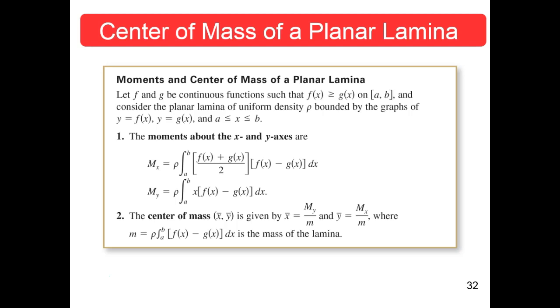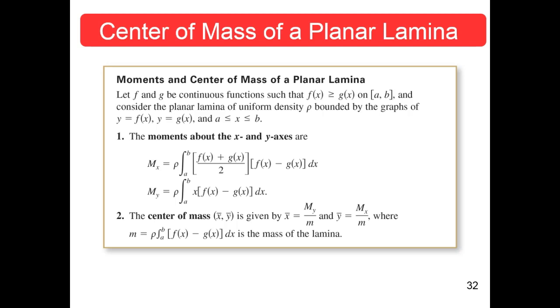The center of mass, x bar, y bar, is given by x bar is M sub y over M, and y bar is M sub x over M. M here is rho times the integral from a to b of height times the width. That's the area times the density, because this is the uniform density. That's the total mass. So I think everything's done for you then.